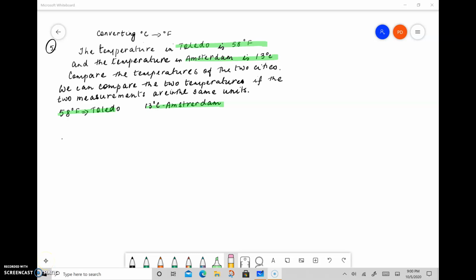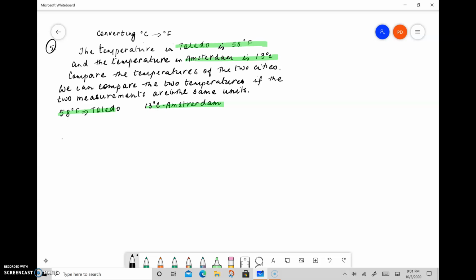Let's first read the question. The temperature in Toledo is 58 degrees Fahrenheit and the temperature in Amsterdam is 13 degrees centigrade. We have to compare the temperatures of the two cities, and in order to compare the temperatures, we have to make sure that the two measurements are in the same units.